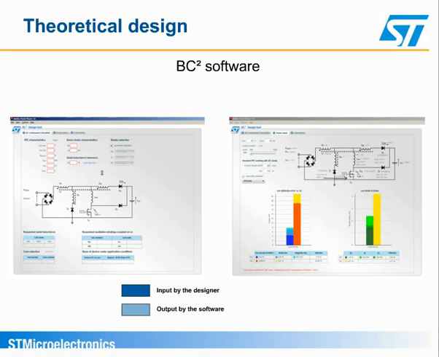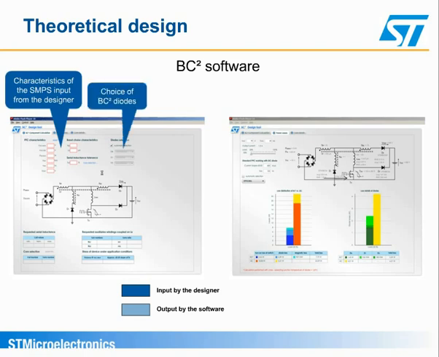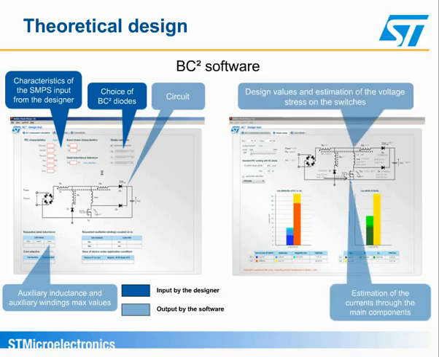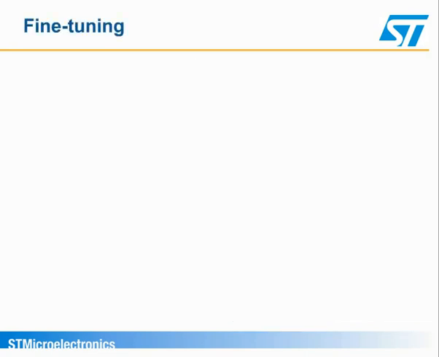All designers have to do is to input the characteristics of the SMPS on which they want to implement the BC squared. The choice of the BC squared diodes can either be done manually or automatically. When running the software, it outputs the circuit design, the value for the components, the stress applied to the components, and also estimations of the power losses compared to a standard PFC using an SiC boost diode. After designing the BC squared according to the component values given by the software, these values must be fine-tuned to ensure that the best efficiency is achieved.